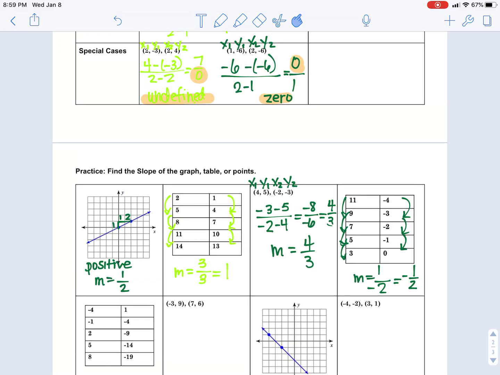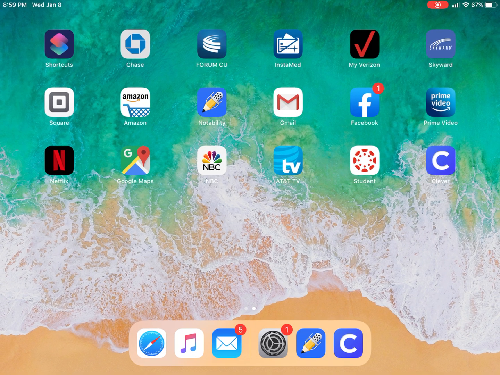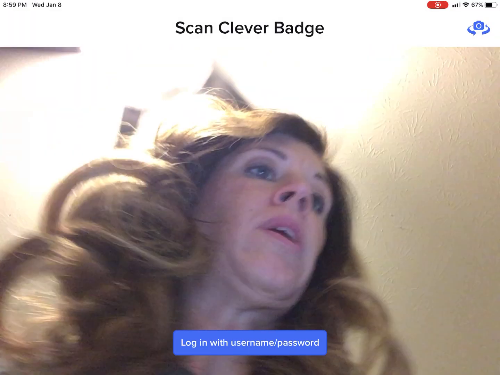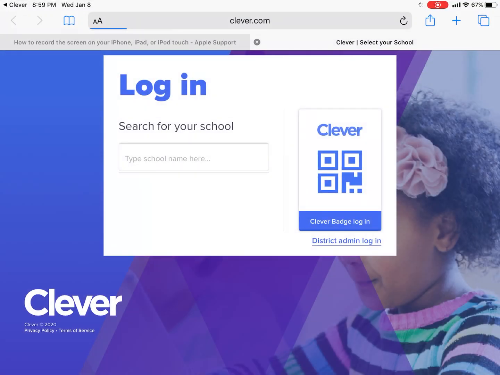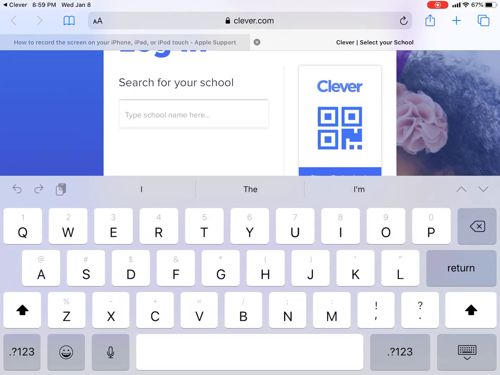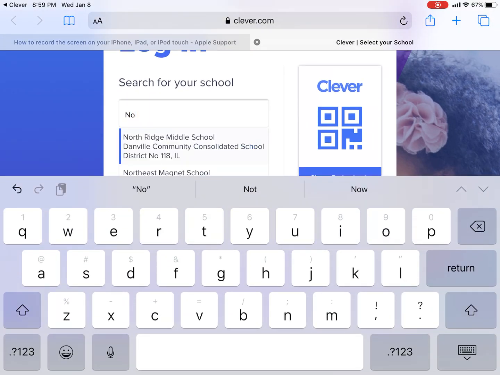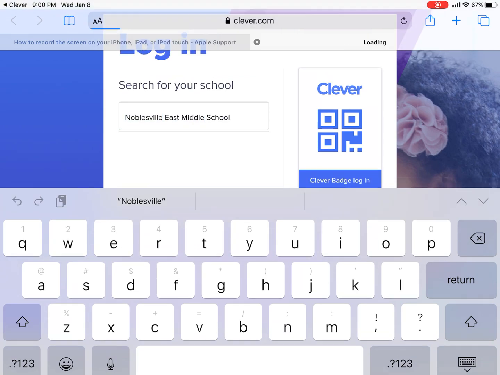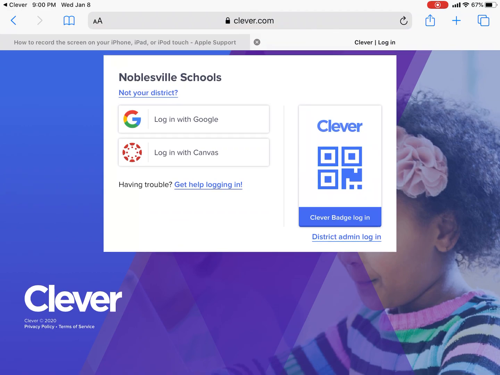All right, so I assigned you on my end something in the Clever app. So I'm going to show you, it's on your iPad, and it's this blue arrow Clever. You're going to open that up. We're going to log in. You're going to have to search for Noblesville. When it pops up, you can obviously see a bunch of them. Please do not choose East Noble. You want to choose Noblesville East. West pops up first once you get almost all of Noblesville typed in. You're going to choose Noblesville East School, Middle School.